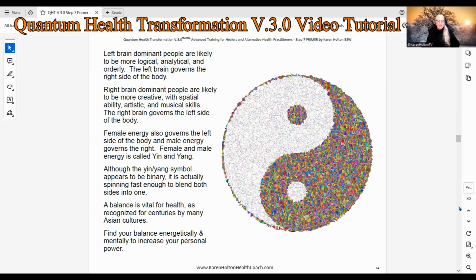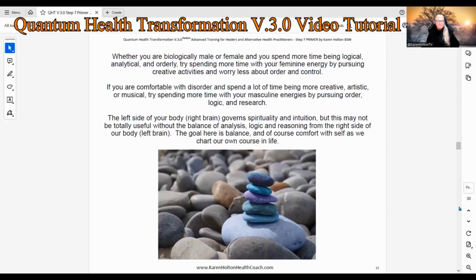Female and male energy is called yin and yang. Although the yin-yang symbol appears to be binary, it is actually spinning fast enough to blend both sides into one. A balance is vital for health, as recognized for centuries by many Asian cultures. Find your balance energetically and mentally to increase your personal power.